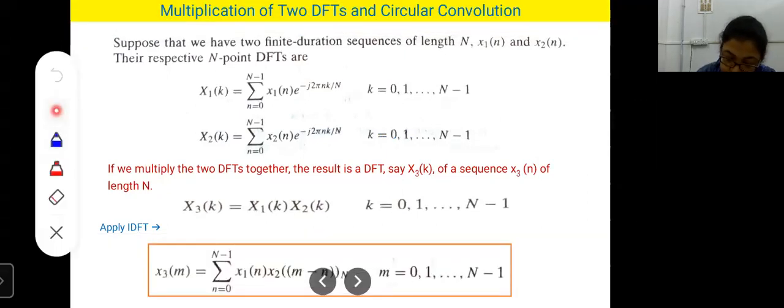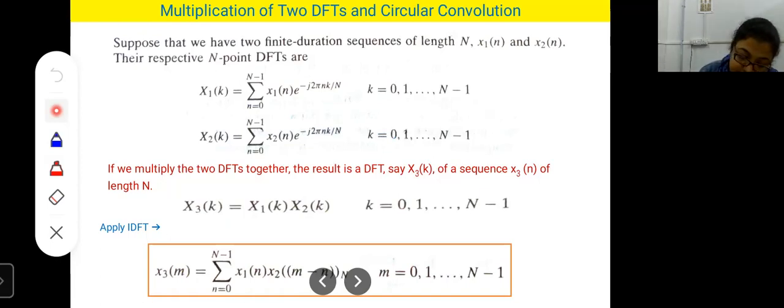Here, first you have to take two sequences x1(n) and x2(n). Now if I apply N-point DFT on these two sequences, we will get X1(k) and X2(k) just by applying the simple formula of DFT. As we know, DFT is applied for a periodic signal, so k should be 0 to N minus 1. Here also the k value should be 0 to N minus 1.